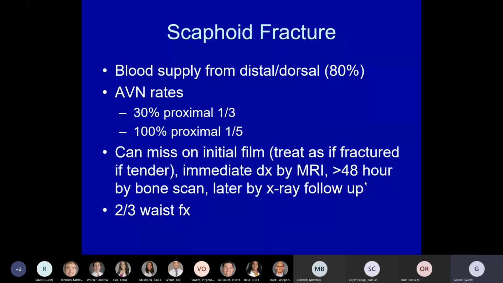They asked in the past, what's the first place you get arthritis with a SLAC wrist? And the answer is the styloid and scaphoid.